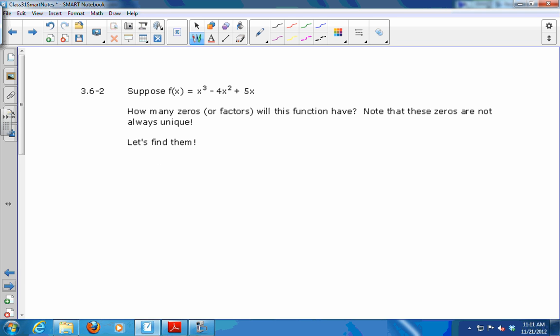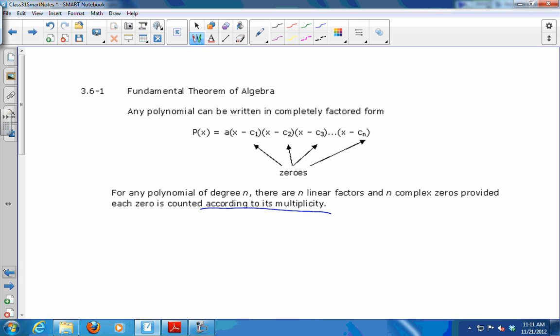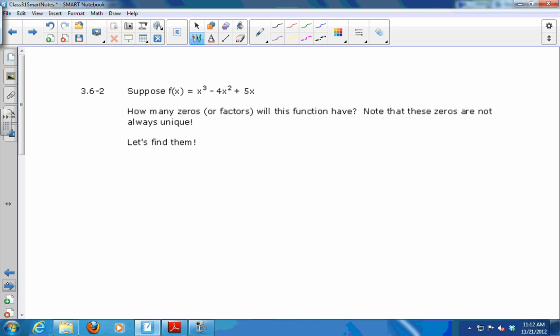So how many zeros or factors, because they'll always have the same number of zeros as it does factors, does this polynomial have? Let's go back and reread the theorem. It says that any polynomial of degree n will have n linear factors and n complex zeros. So what's the degree of this polynomial? 3. The highest power of x is a 3, so it should have 3 zeros and 3 linear factors.